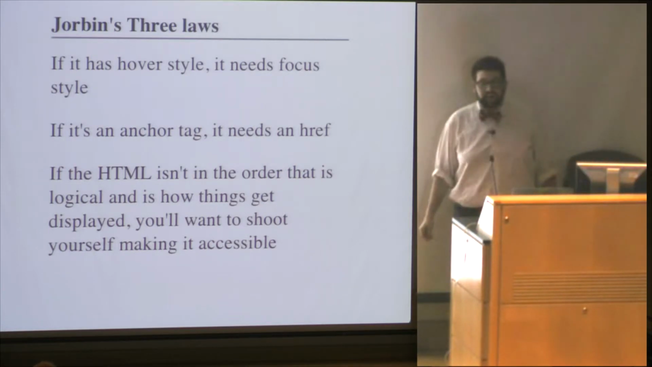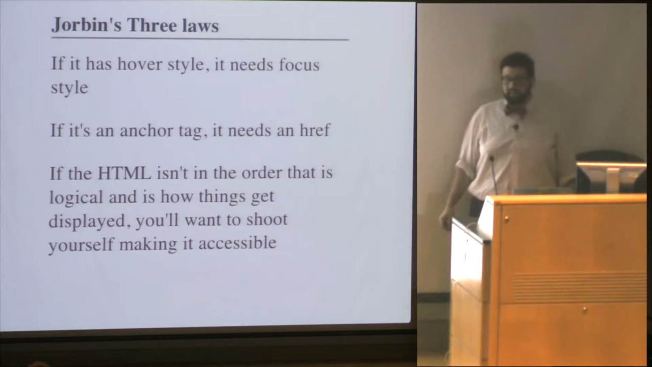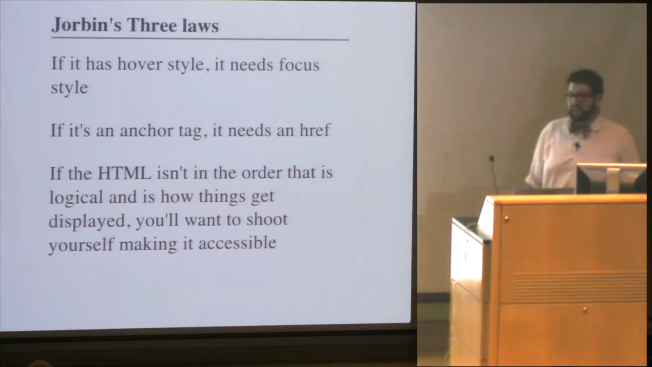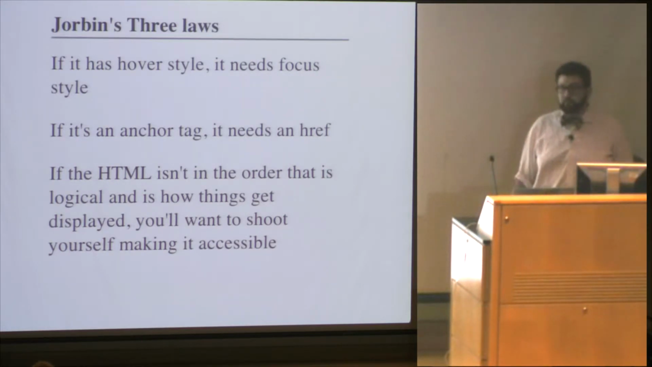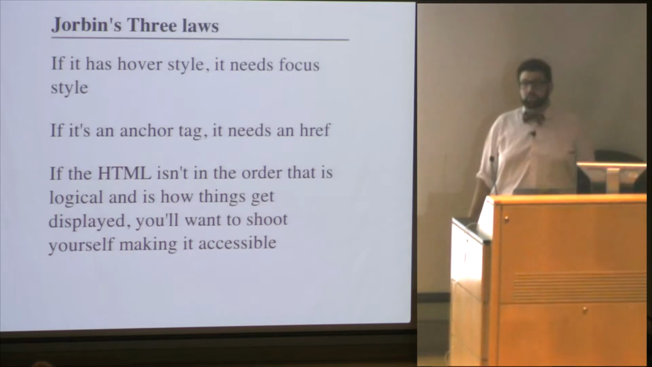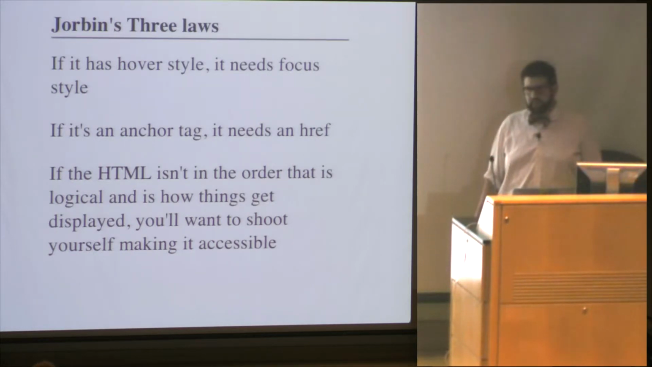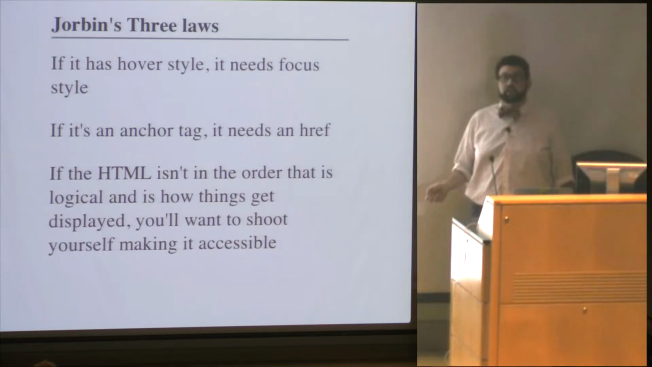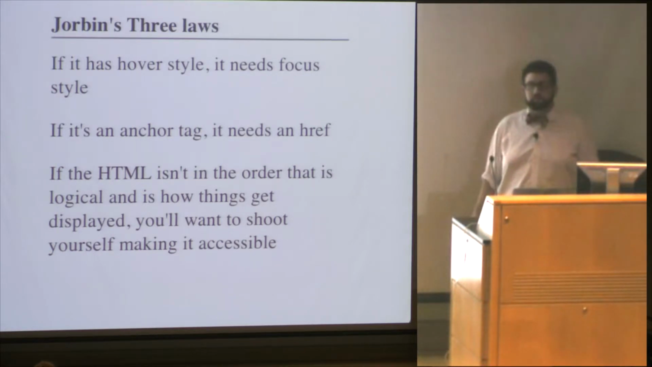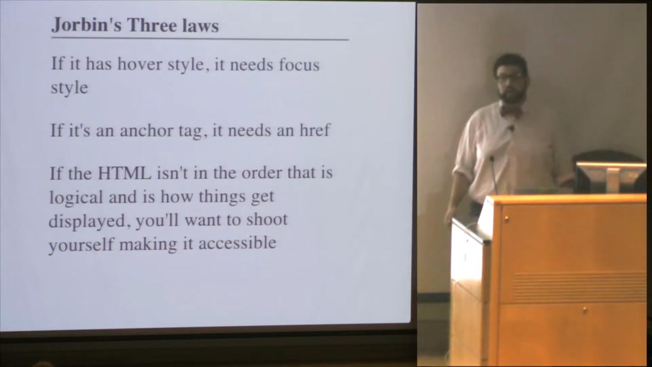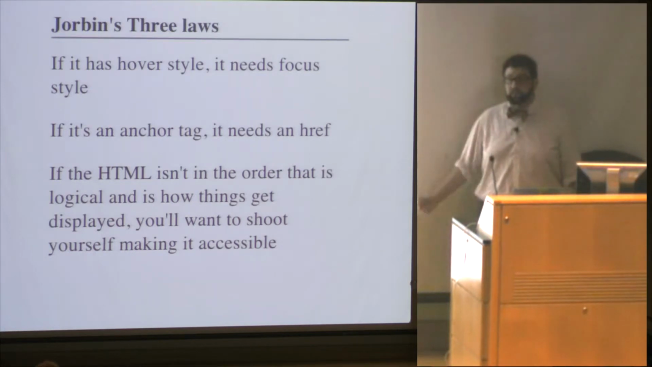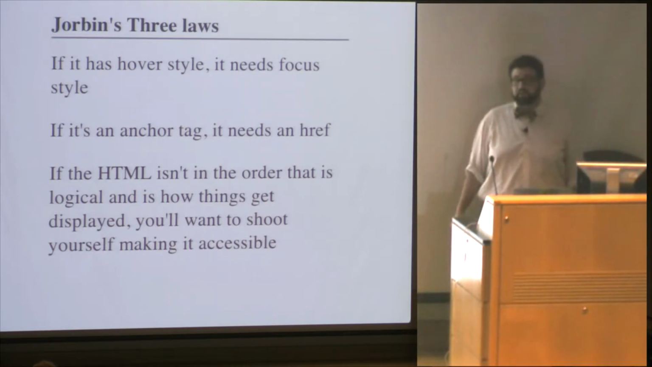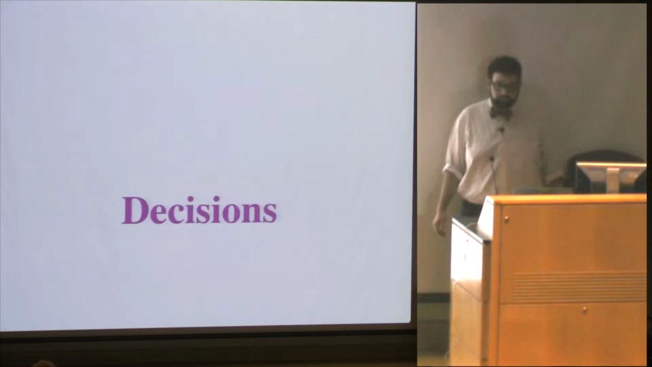And the final one is that if the HTML isn't in the order that is logical and is how things get displayed, you're going to want to shoot yourself making it accessible. It is very time-consuming and very challenging to do something like tab jacking, where you're actually trying to change the behavior of the browser to make something more accessible. You're going to end up hurting yourself and hurting the accessibility, which thus hurts the users, if you try to do something like this. So it's best to really make sure your HTML stays as much in order as possible.